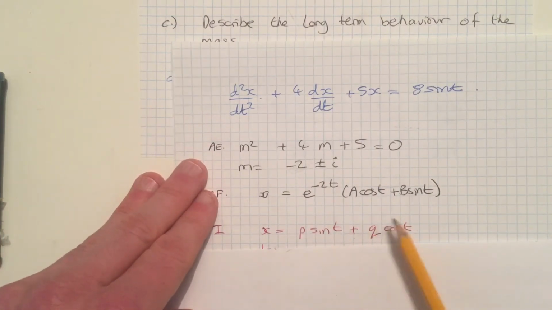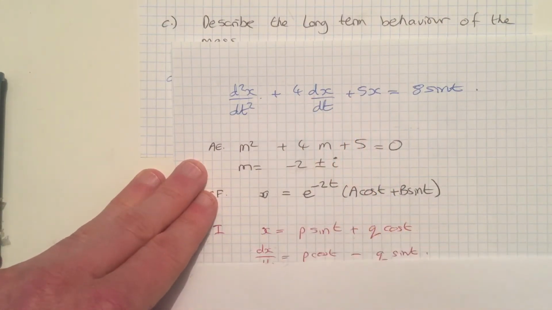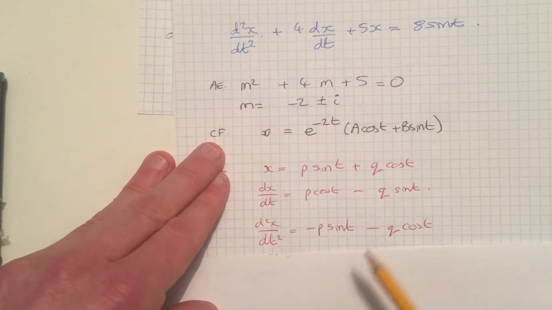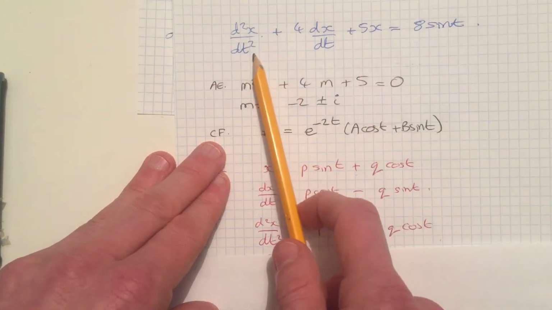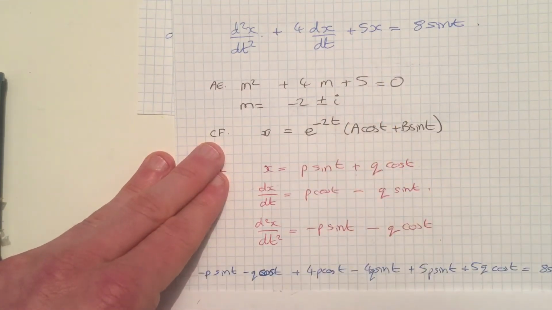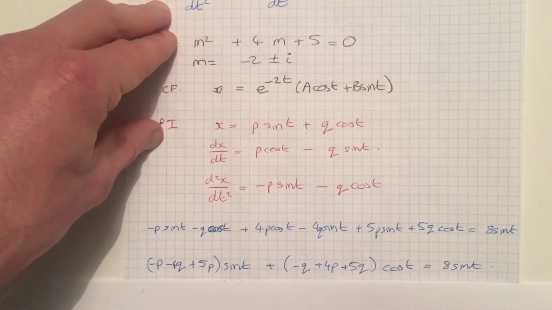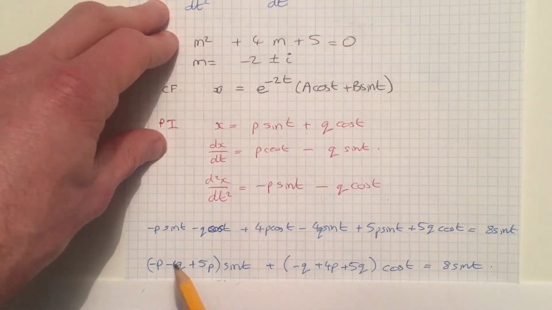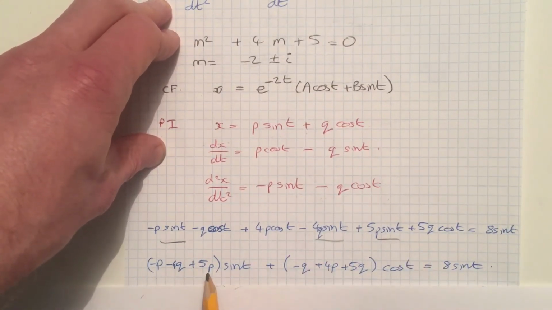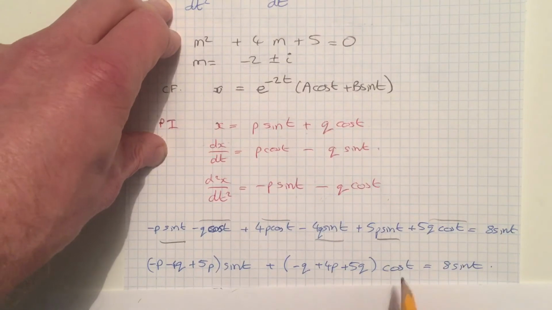So I am going to substitute this into the left-hand side. To do that, I need to differentiate it twice. So differentiating this once gives this. Differentiating it again gives this. Now substituting this into here, and this into here, and this into here, gives this long line here. Collect up the like terms. So collecting up the sin t here, the sin t here, and the sin t here gives this. And then collecting up the cos t here, the cos t here, and the cos t here gives this.